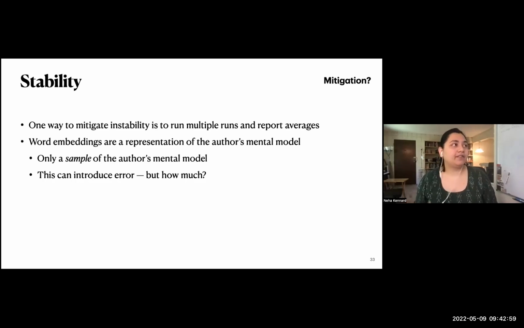But another thing to remember when we're deciding how to run multiple runs is that word embeddings, as we talked about in corpus-centered research, are a representation of the author's mental model. And they're really only a sample of the author's mental model. We don't have every possible document that an author could have written. This can introduce error, but the question is how much error? And the answer to that question is surprisingly a lot.